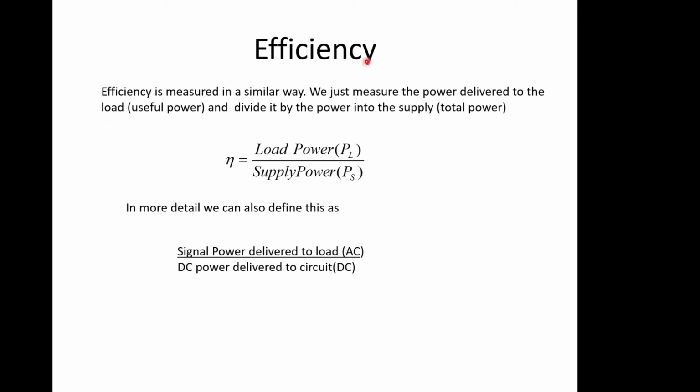So we can measure the efficiency, depends on your definitions, but we can define it as nu, or N if you like, as the load power divided by the supply power. So that's useful power over total power. You could also define that as signal power delivered to the load, which is the useful one, over the DC power delivered to the circuit, so the total power needed to actually run your system. So that's a definition of efficiency that we can probably work with.